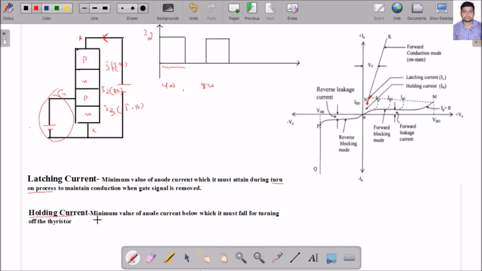So what is the definition of holding current? It is the minimum value of anode current below which it must fall for turning off of the thyristor. So holding current is associated with what? The turn off process. Holding current is associated with the turn off process. Now you may have a doubt: sir, previously while calculating the latching current, I told you if the anode current is below the latching current, the thyristor will turn off. Then why again another current, that is holding current?